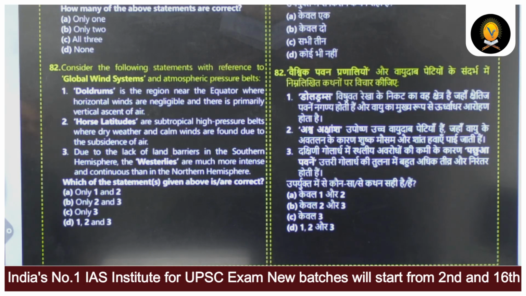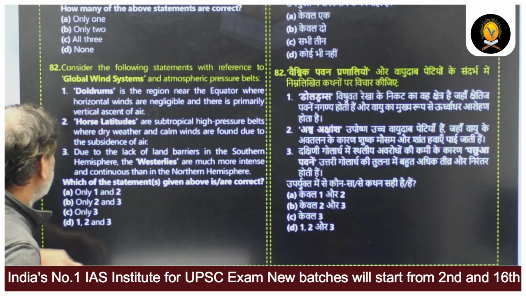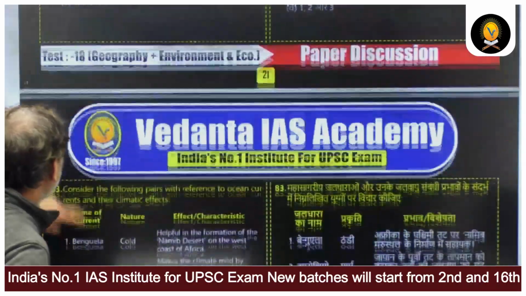Doldrum, it is the region near the equator where horizontal movement of winds is negligible and there is a primarily vertical ascent of wind. Yes, correct. Horse latitudes are subtropical high pressure belts where dry weather and calm winds are found due to the subsidence of air. Correct. Due to the lack of land barriers in the southern hemisphere, the westerlies are much more intense and continuous than in the northern hemisphere. Correct. All 3 pairs are correct.